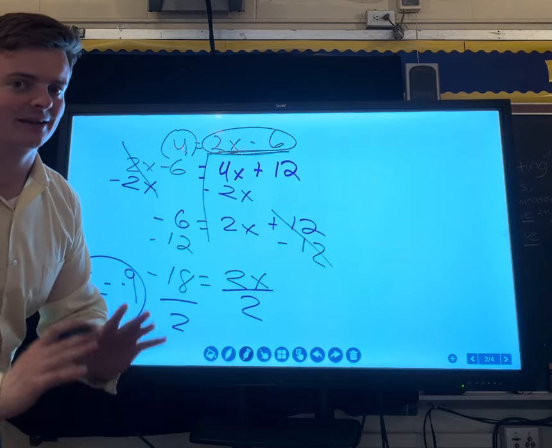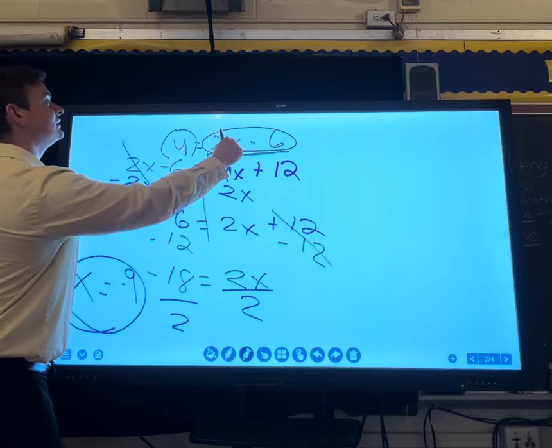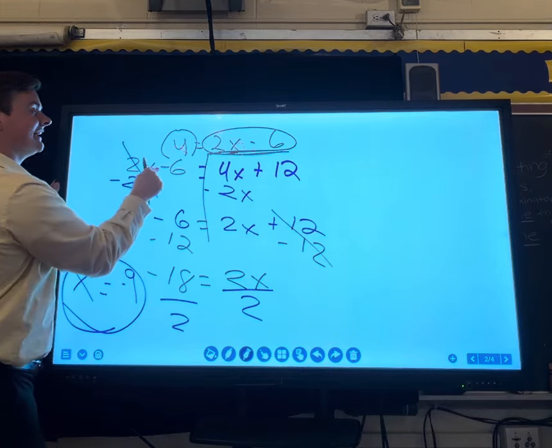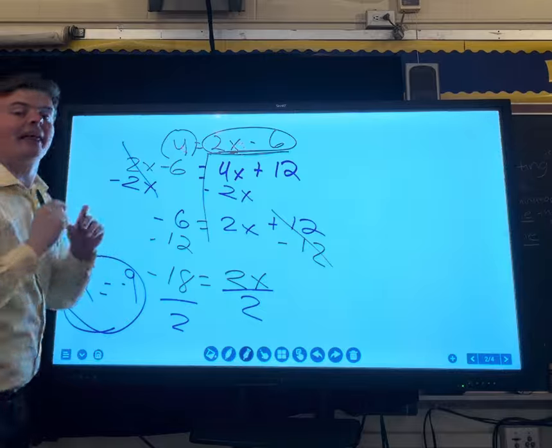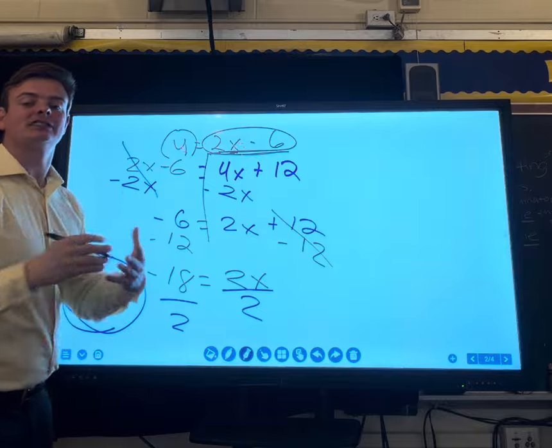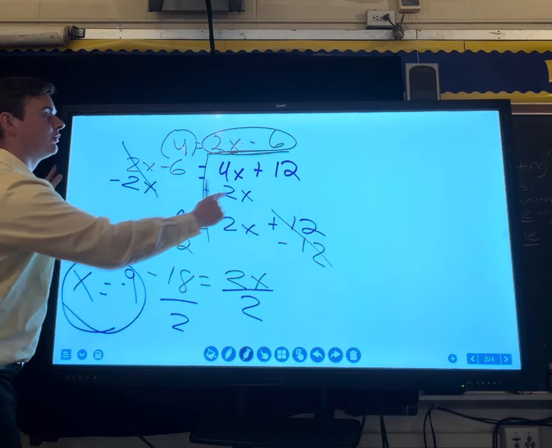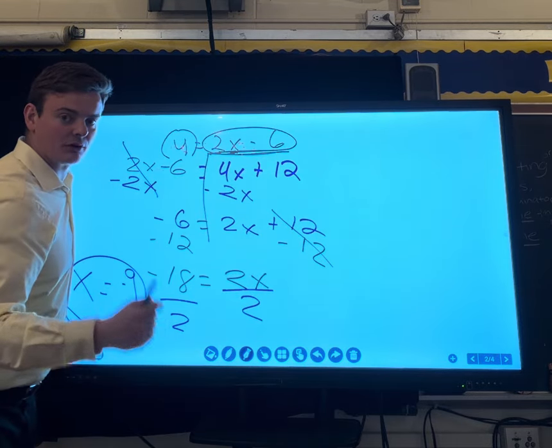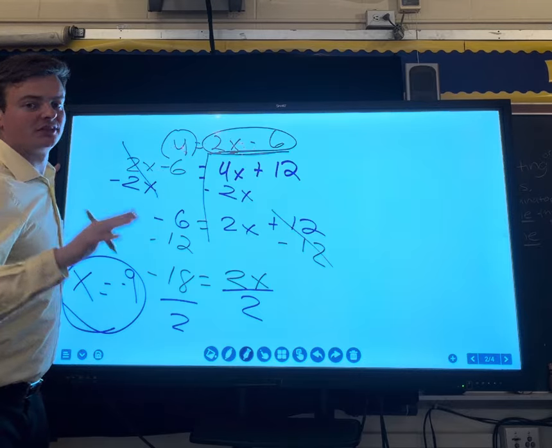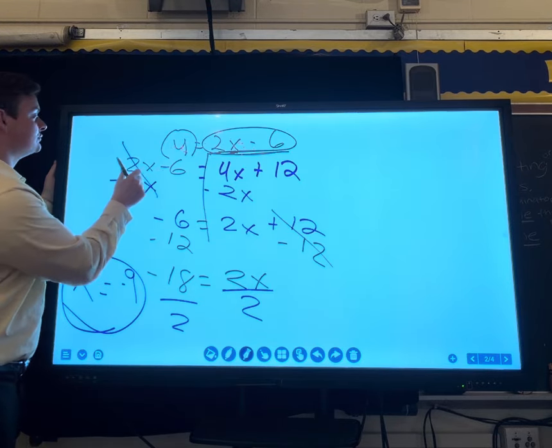Just to recap, I did that a tiny bit fast. I substituted this, 2x minus 6, into the y spot. I then just had to solve the algebra of getting the x by itself. There were x's on both sides, so I moved one of the x's over. I chose to move the smaller one over. That way I don't have to deal with negatives. If possible, choose the smaller one.